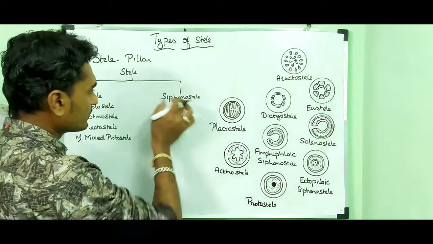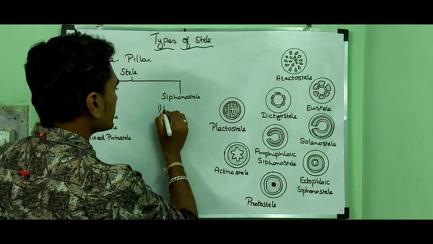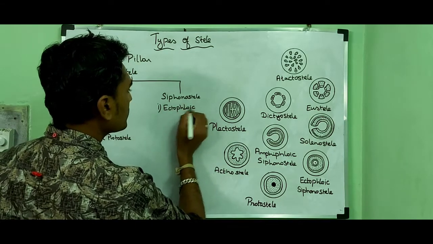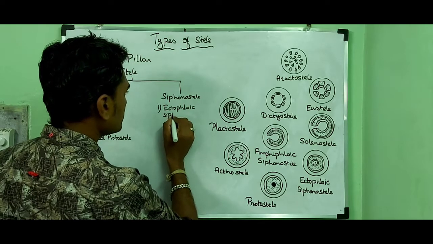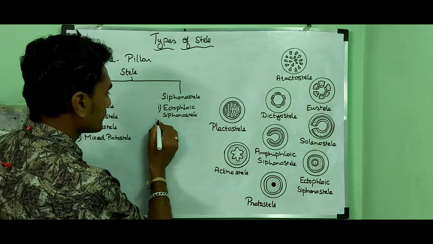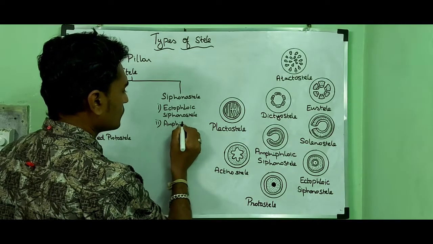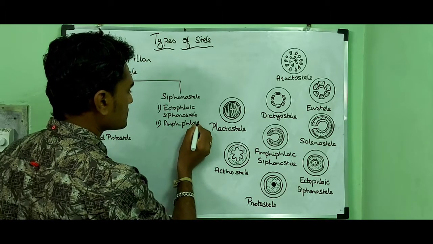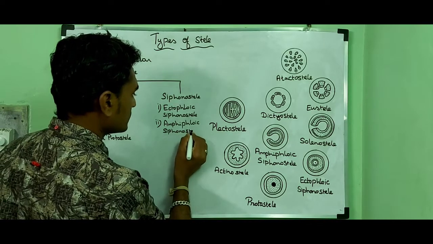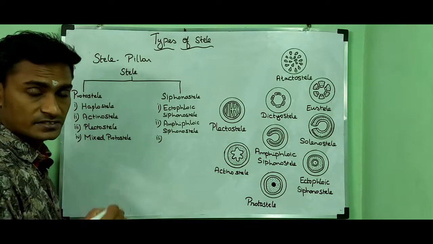Then Ssiphonosteel includes ectofolic Ssiphonosteel, and the second type is amphifolic Ssiphonosteel. The third type is solenosteel.